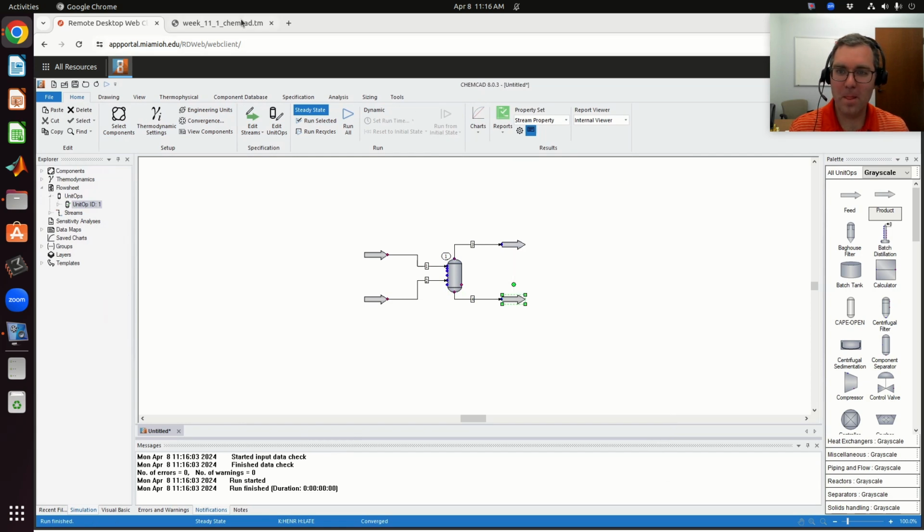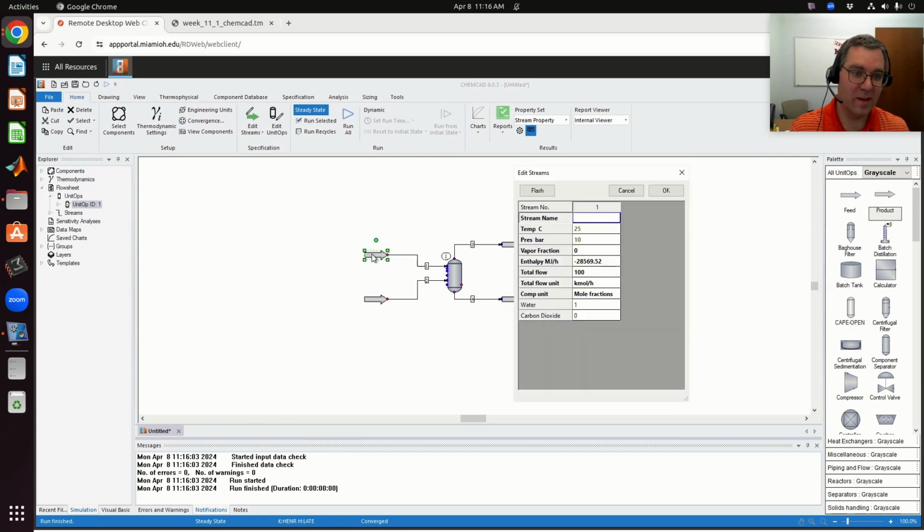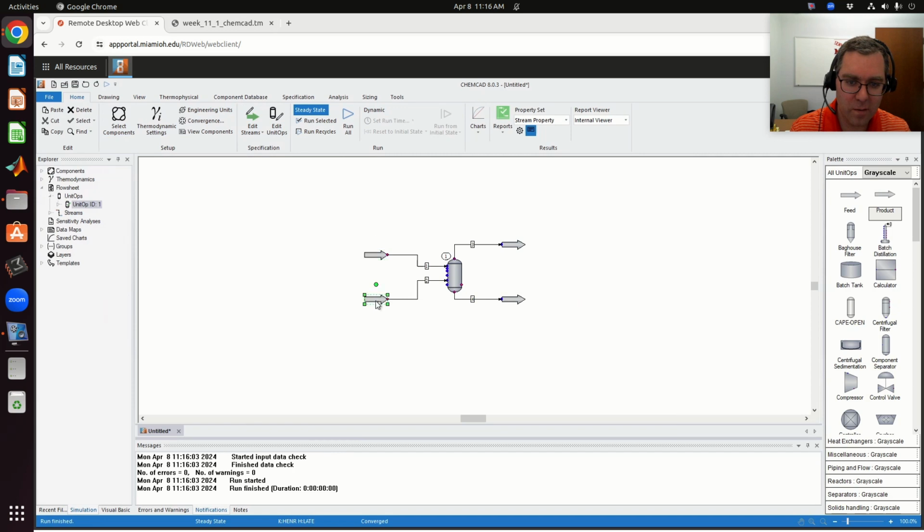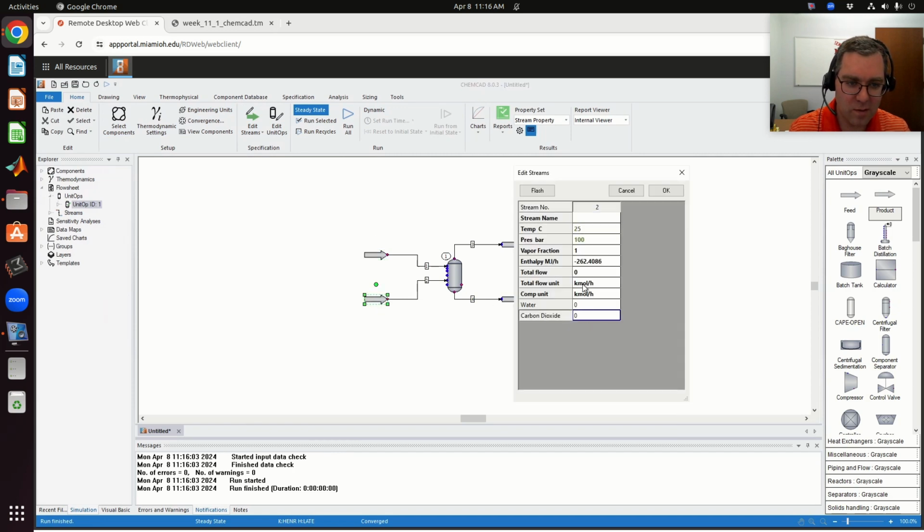When I run it, essentially it's pure water, no carbon dioxide. Oh, because I think I need to redefine this. This stream is 100 kilomoles per hour of pure water. This is 100 kilomoles per hour of pure carbon dioxide.